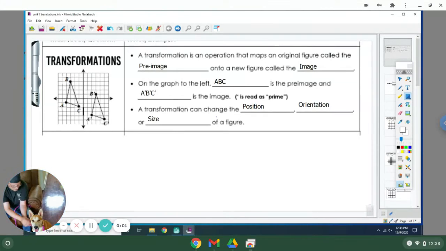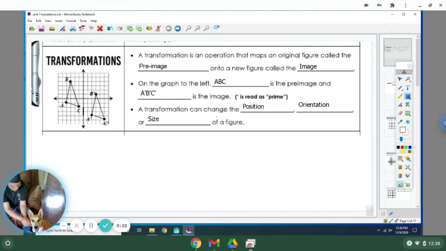Okay, so today we're going to be learning about transformations or translations. A transformation is an operation that maps an original figure called the pre-image, so basically the original, into a new figure called the image or the new image.